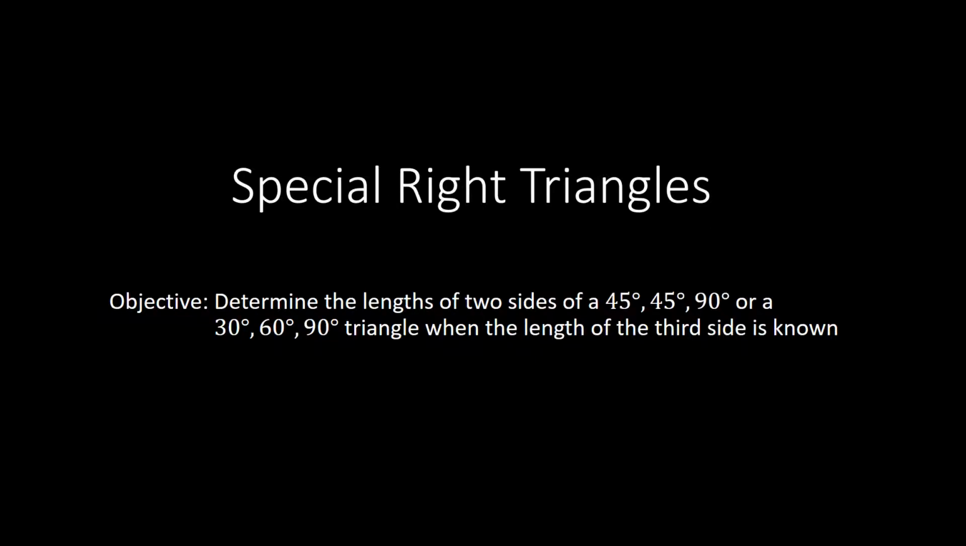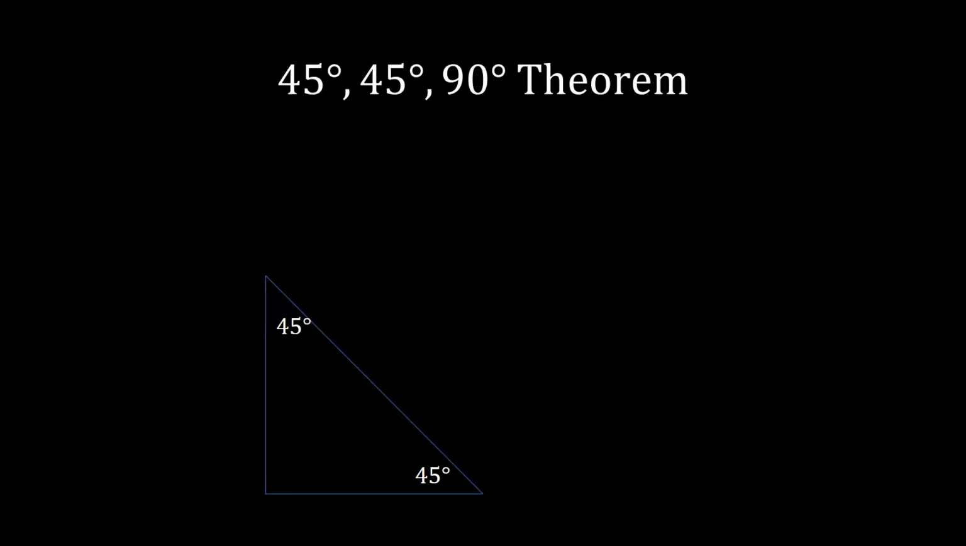In this lesson, you will learn to determine the lengths of two sides of a 45-45-90 or a 30-60-90 triangle when the length of the third side is known. So beginning with the 45-45-90 triangle, what that means is that we have a 45-degree, 45-degree, and a 90-degree angle.